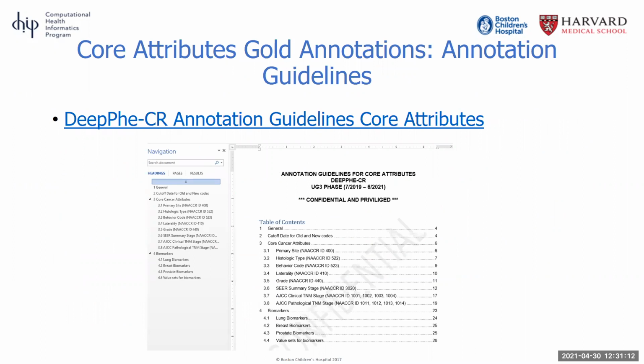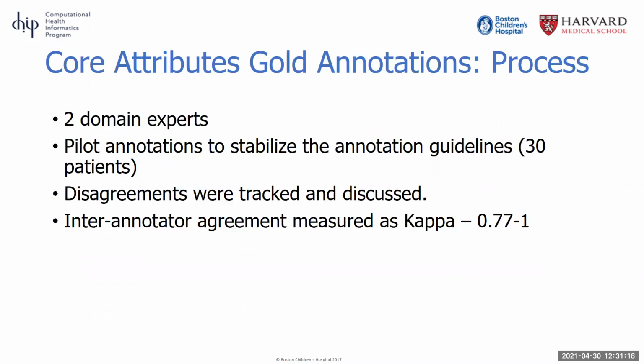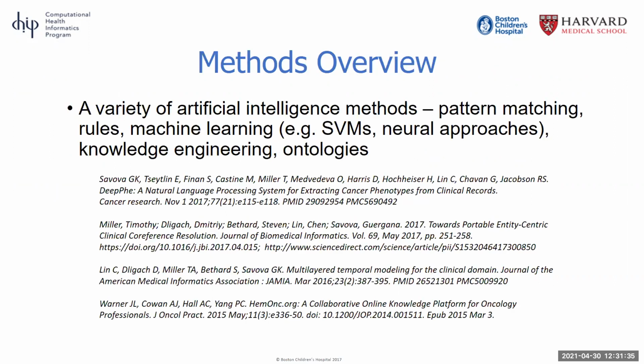As we all know, first we have to develop annotation guidelines for creating the gold annotations, and we have 2 domain experts who actually go through the notes. We track the inter-annotator agreement, and the final agreement is fairly strong, 0.77 to 1, measured as kappa.